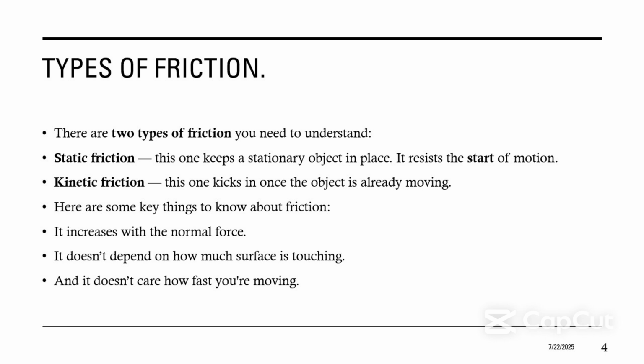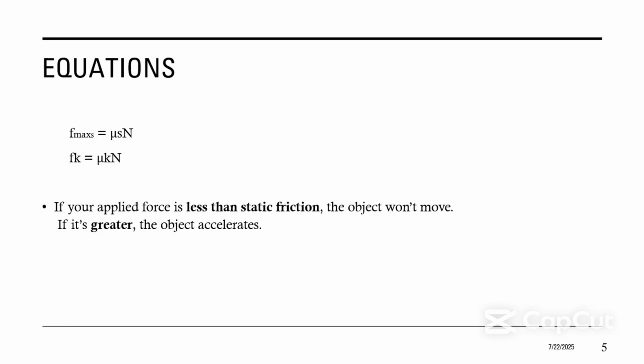Here are some key things to know about friction. It increases with the normal force. It doesn't depend on how much surface is touching, and it doesn't care how fast you're moving. Now for the formulas. This is where you apply what you know. The maximum static friction is F_s max equals mu_s times N. Kinetic friction is F_k equals mu_k times N.